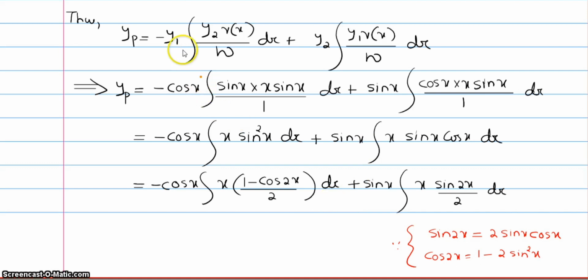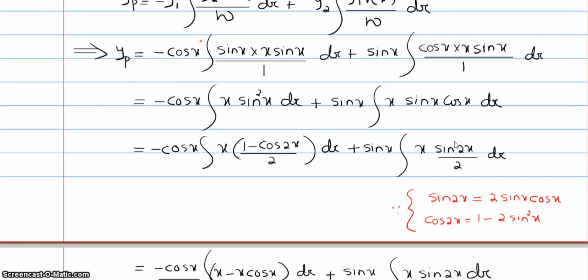So replacing y1 as cos x, y2 as sin x, r of x is the right hand side of the given non-homogeneous equation, which is x sin x. The Wronskian value is 1 here, and similarly substitute all these values in the second part. Now we are combining all the terms. x sin x into sin x is sin square x. Also, just rearranging these terms as x into sin x into cos x.